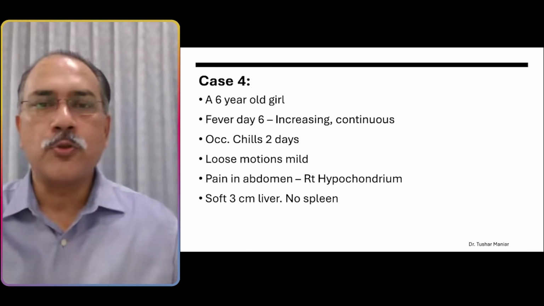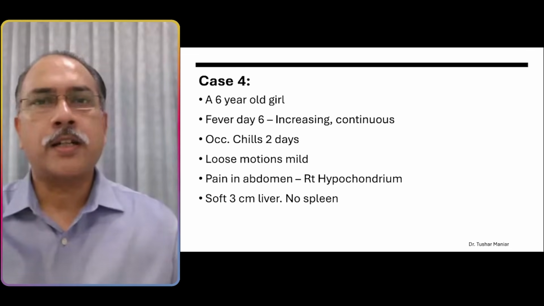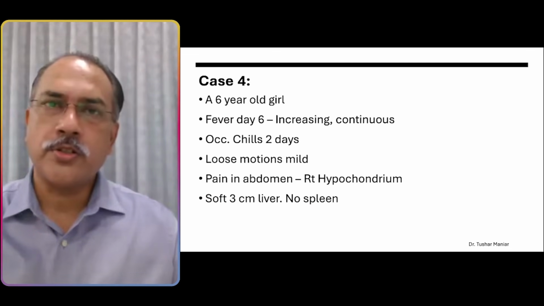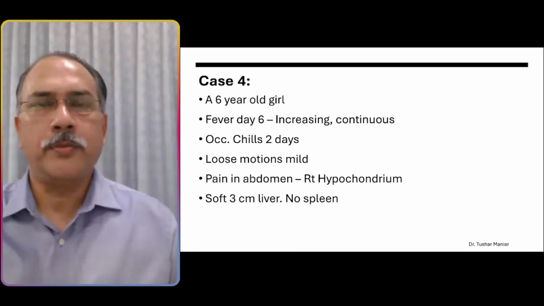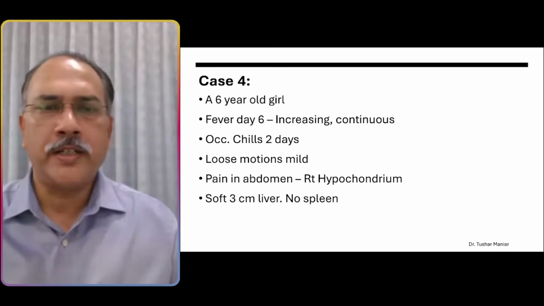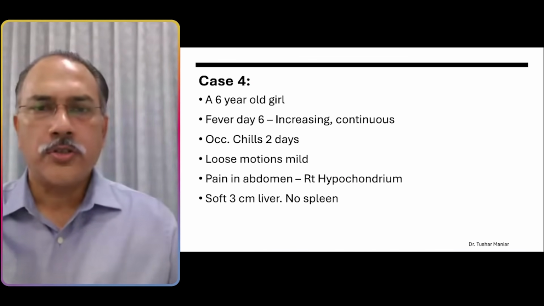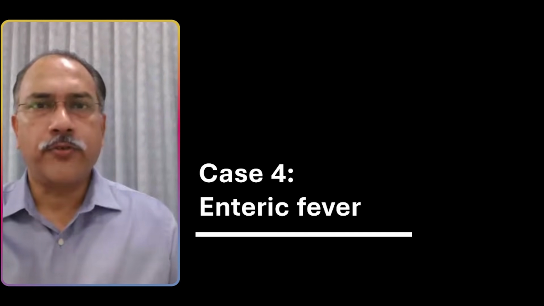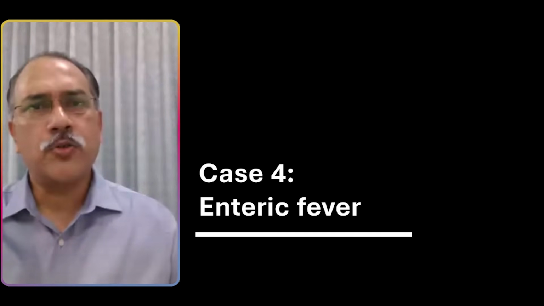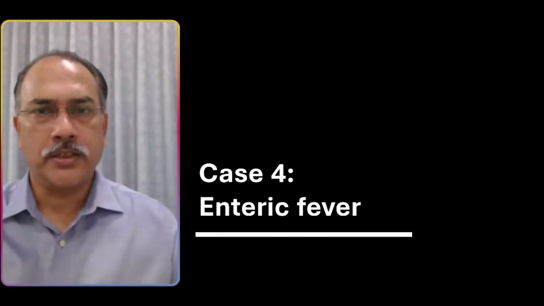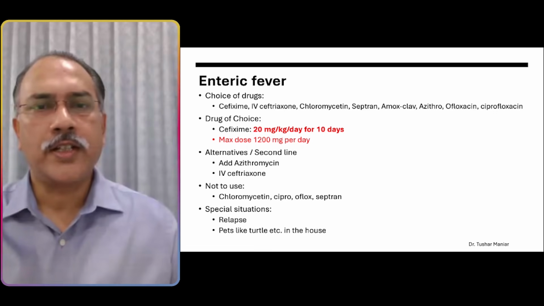Child also complains of few soft stools and pain in the right hypochondrium. On examination, you have a soft 3 centimeter liver, may be palpable, may be tender, may not be tender, and there is no spleen. So here we are making a diagnosis of probably an enteric fever. We have now sent a blood culture along with CBC, and we are going to start an antibiotic.